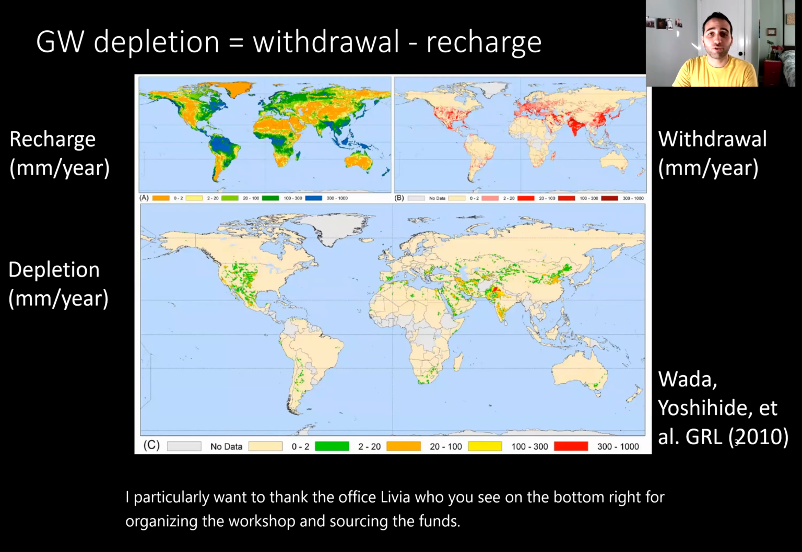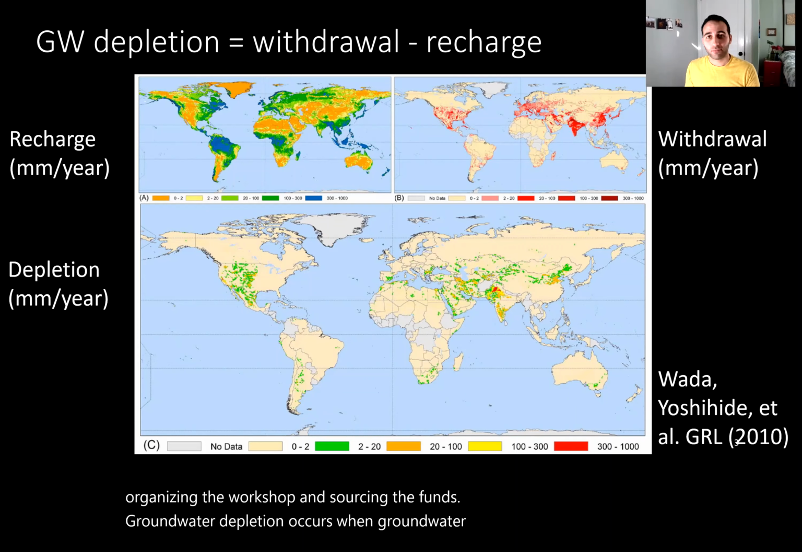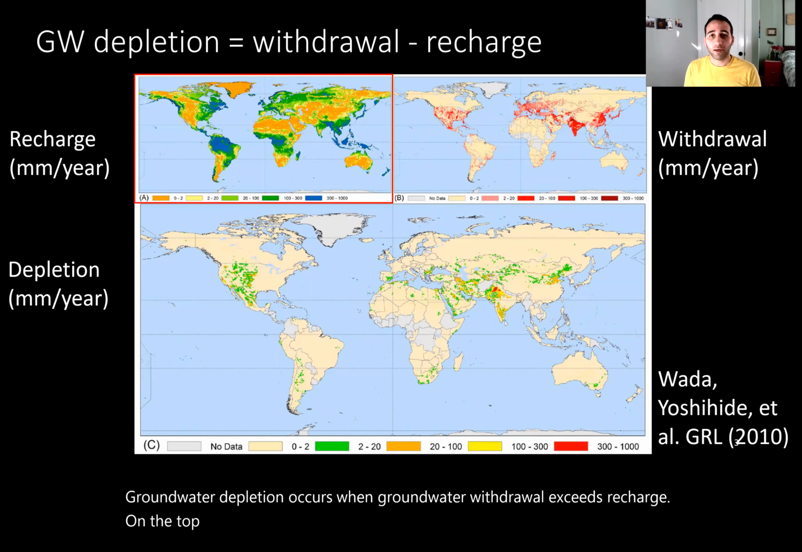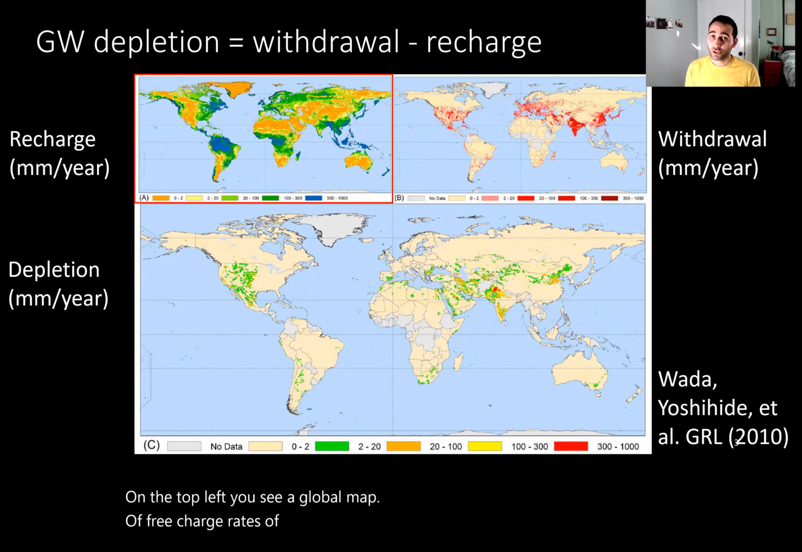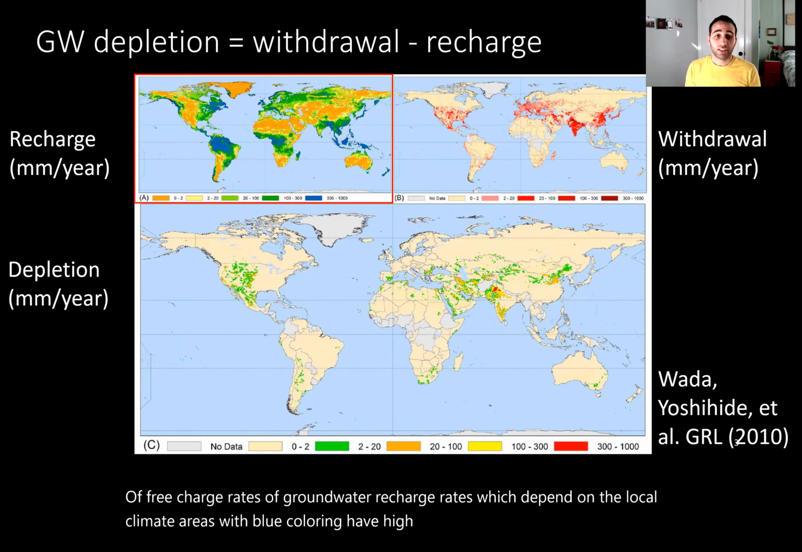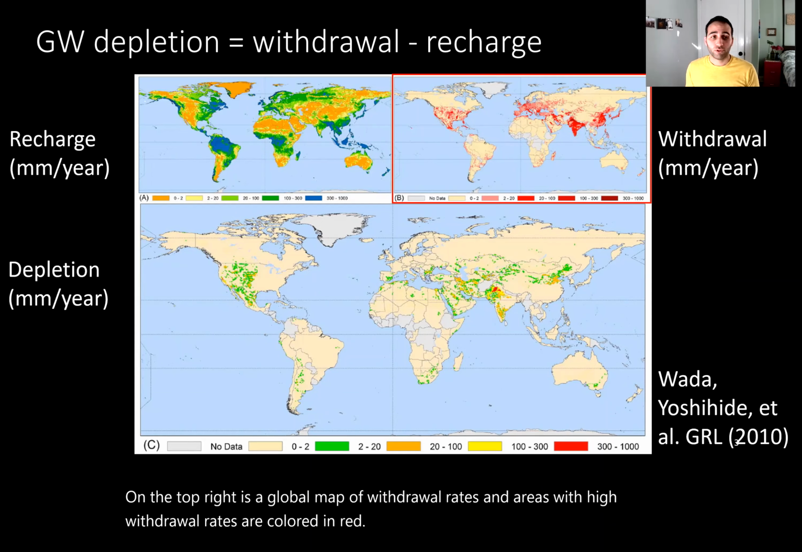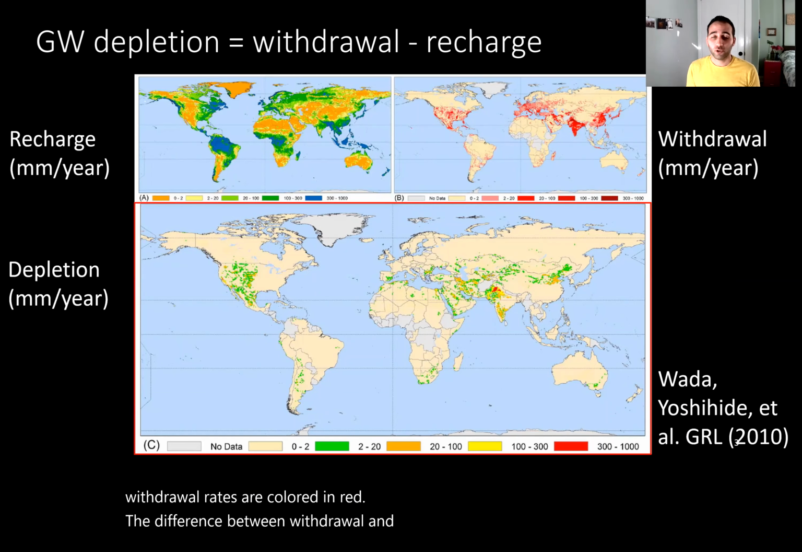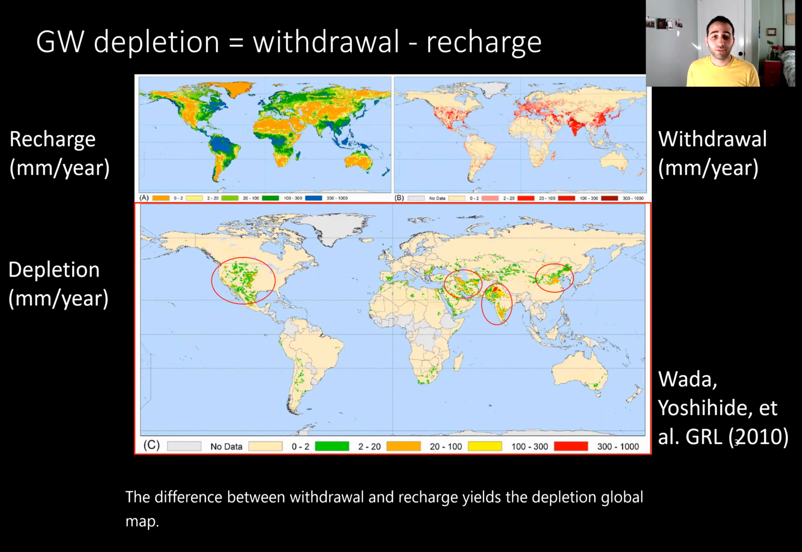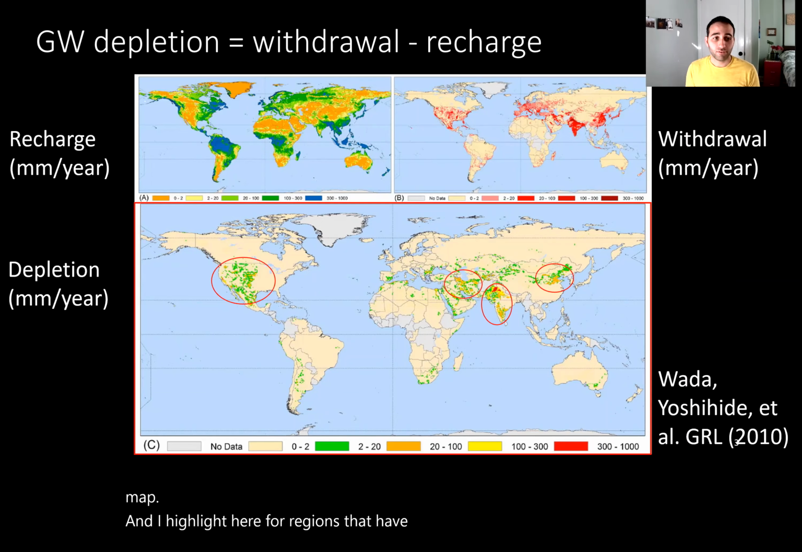Groundwater depletion occurs when groundwater withdrawal exceeds recharge. On the top left, you see a global map of groundwater recharge rates, which depend on the local climate. Areas with blue coloring have high recharge, whereas areas with orange coloring have low recharge rates. On the top right is a global map of withdrawal rates, and areas with high withdrawal rates are colored in red. The difference between withdrawal and recharge yields the depletion global map. And I highlight here 4 regions that have particularly high rates of groundwater depletion.